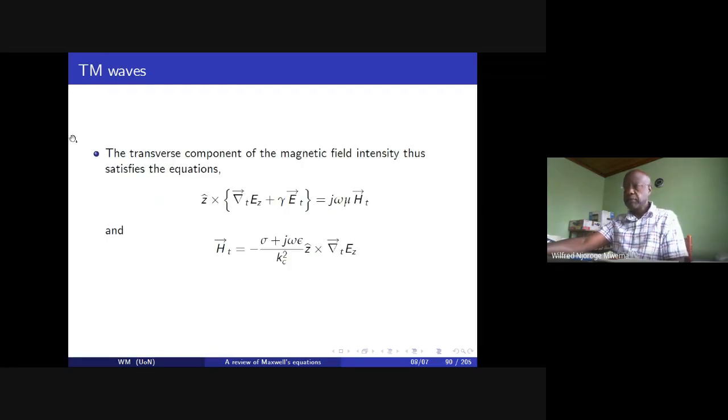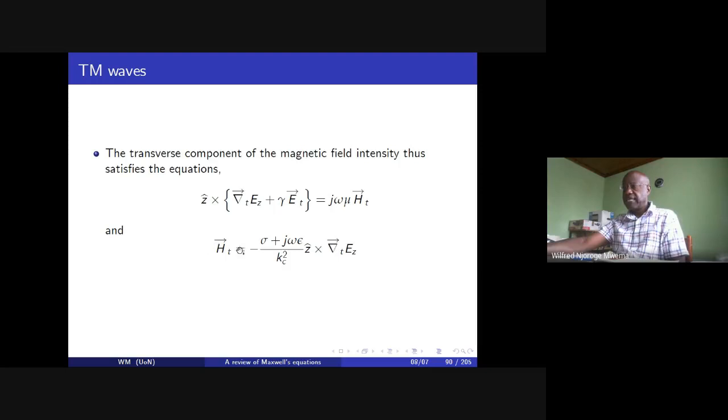So the transverse component of the magnetic field intensity must therefore satisfy the equation that the cross product of the transverse gradient of E of z plus gamma E of t must be equal to j omega mu H of t.